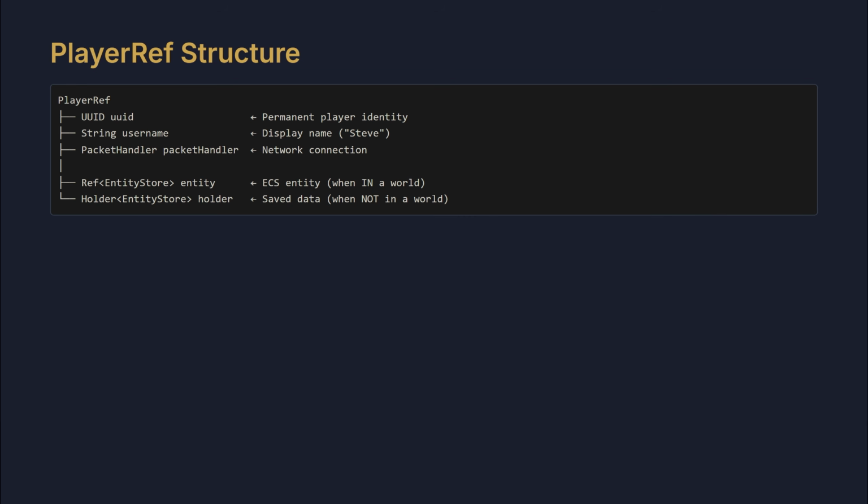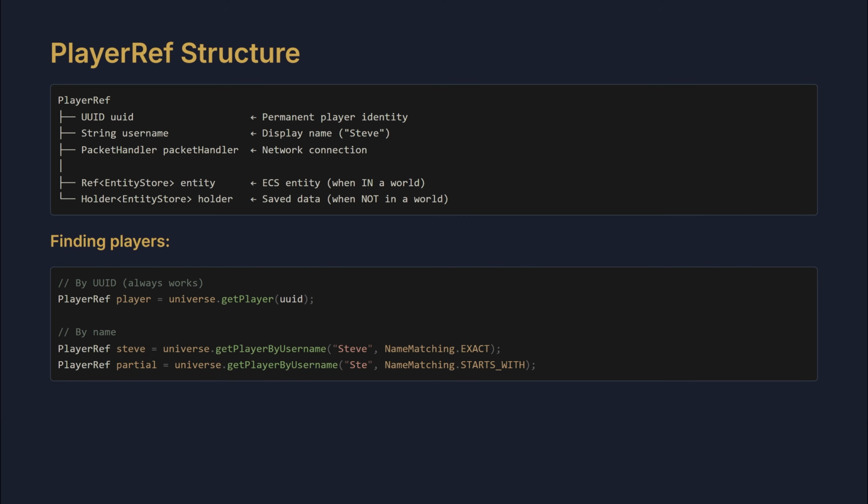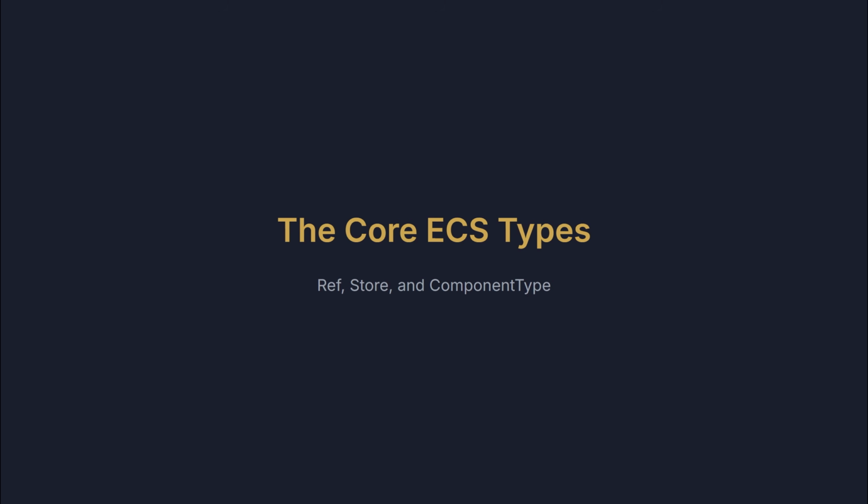And entity store holder save data when not in a world. So when we want to find players, we can get the player ref and work with that, for example. So let's go to the core ECS types: ref, store, and component types in Hytale's ECS framework.